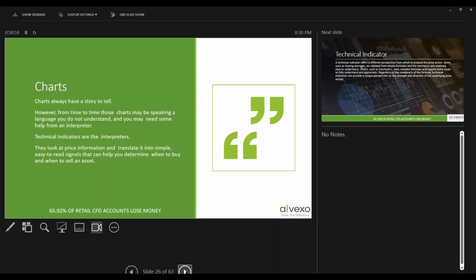Now, remember, your chart tells you the story, and technical indicators are the interpreter of your charts. But that's all that they are, an interpreter. They try to translate what a chart is telling you in simple to understand words. Now, if you think about it, think about a UN interpreter.